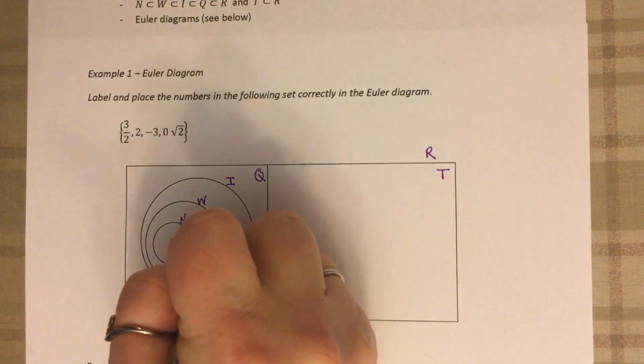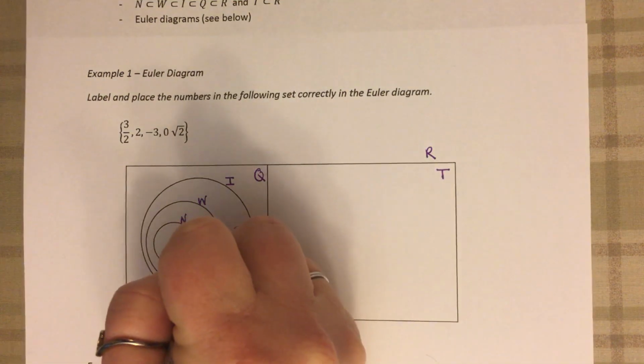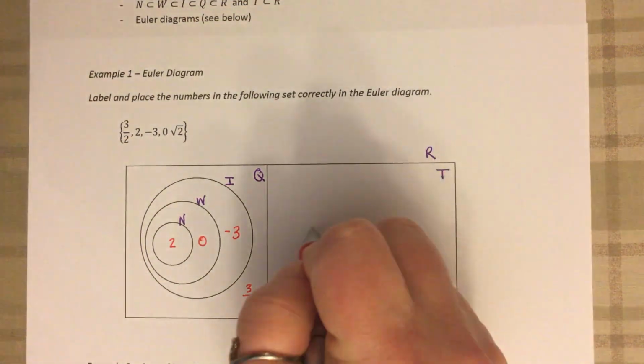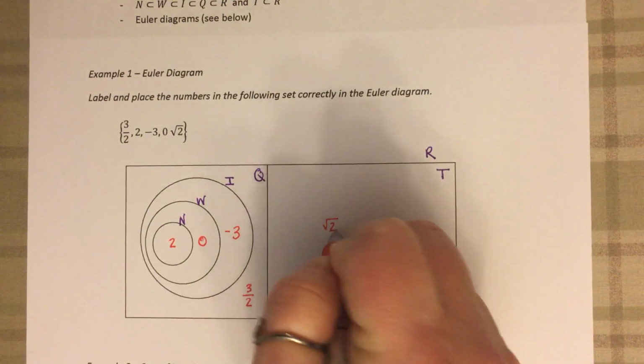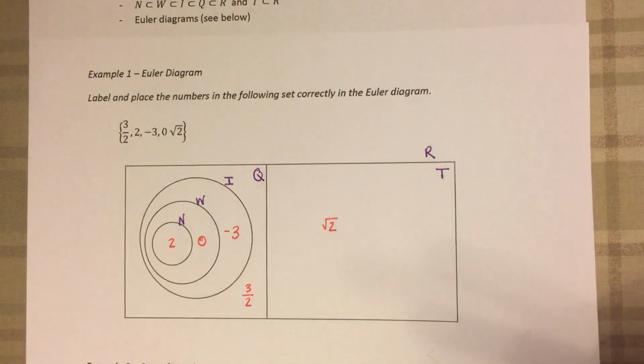Negative 3 is a negative number that has no fraction or decimal parts. So that's going to go in our integer circle. 0 belongs in our whole number circle. To get from natural numbers to whole numbers, we add 0, and then we add the negatives. So the only thing we're ever going to see in that W circle is a 0. And then on the right side, on our irrational numbers, is the square root of 2. Again, it's a decimal that never ends and never repeats.